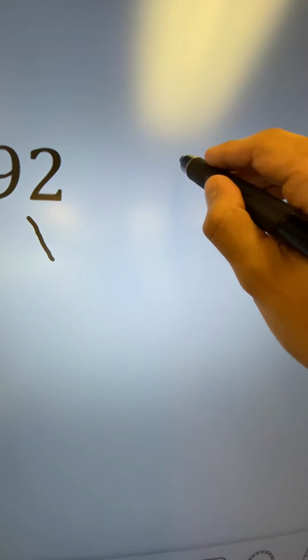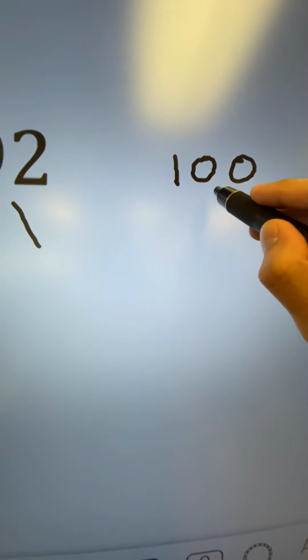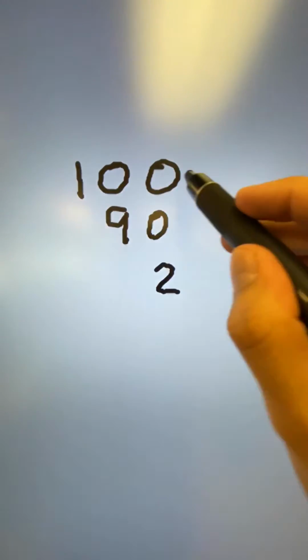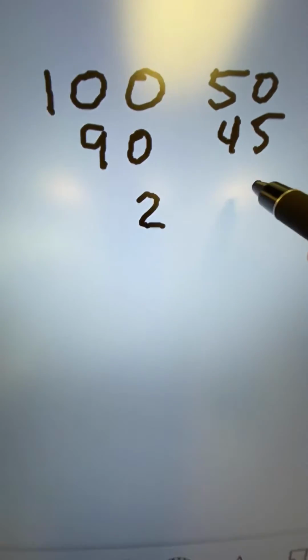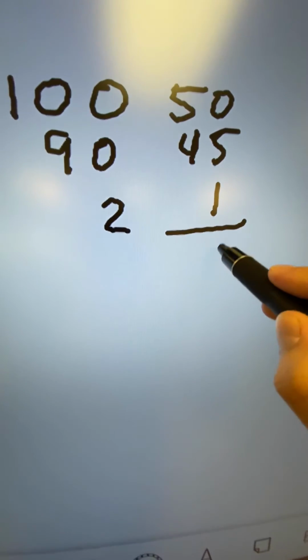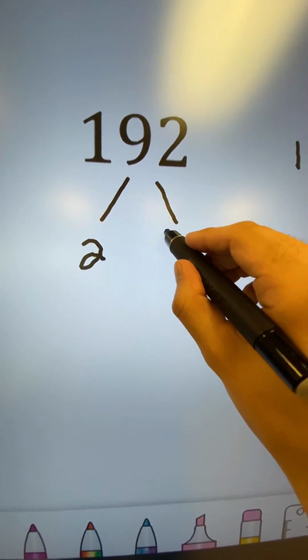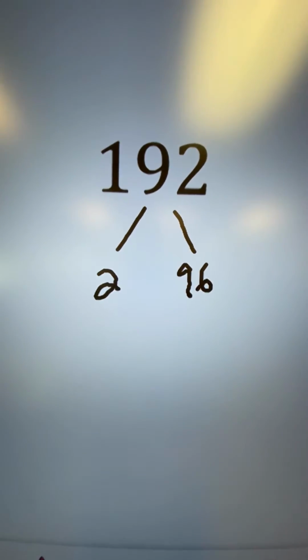In my head, I just split it up. This is 192. And I just do half of each one. Half of that is 50. Half of 90 is 45. And half of 2 is 1. And when I combine these, I get 6 and 9. So half of that would be 96. So 2 times 96 is 192.